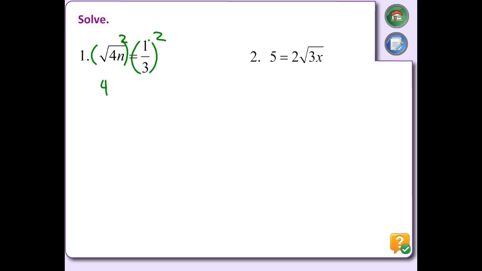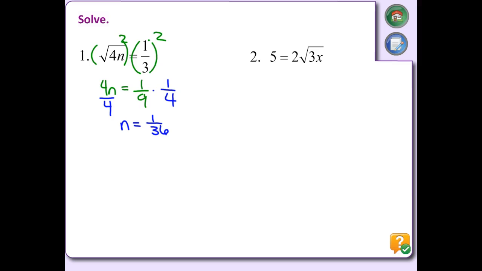So now I've got 4n. What happens when I square 1/3? That's right, I get 1/9. Now, for me to get n alone, we're going to have to divide both sides by 4. But since I've got a fraction over here, I multiply by the reciprocal. So we've got n equals 1 over 36.